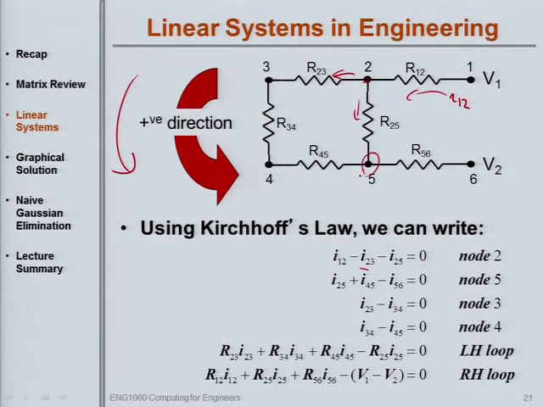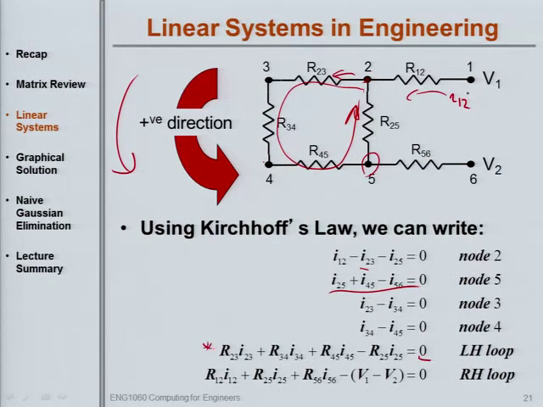Then let's go down to node 5. The current between 2 and 5 is flowing in, the current going from 4 to 5 is flowing in, and the current going from 5 to 6 is flowing out. So that's what happens at node 5. Similarly for node 4 and node 3. Then we look at this right-hand loop, and the resistances times the current in each of these has got to sum to 0. If you take into account the direction here, you end up with that equation.